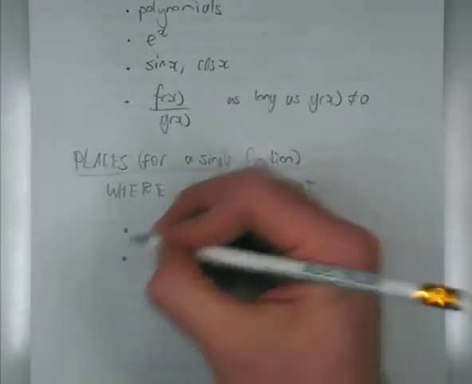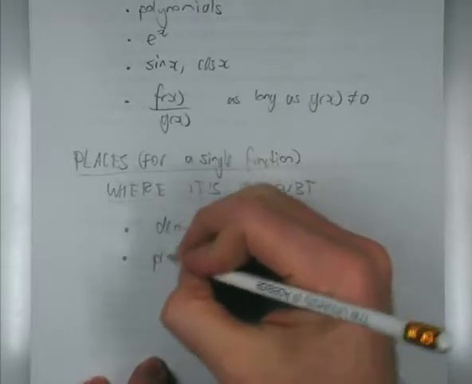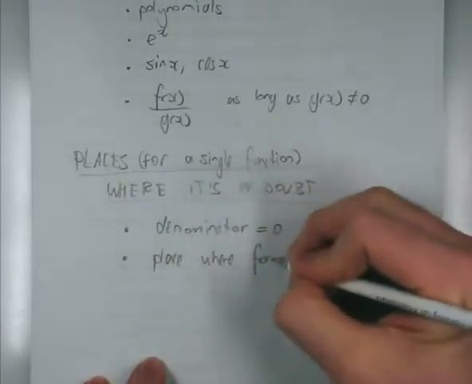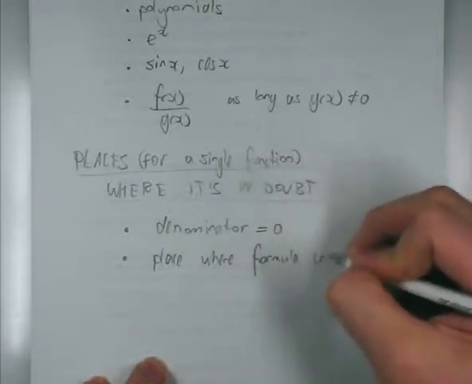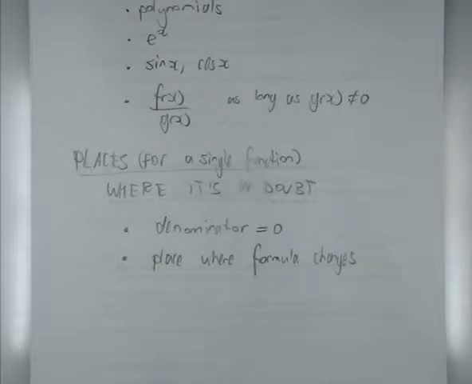And anywhere where the function changes its definition. Okay, so if you've got one with a little brace, any point at which it stops being x squared plus 1 and starts being something else, that will be a place where the continuity is in doubt as well. Place where the formula changes. So you just need to write that down so that when I do my example, it will make sense why I'm doing various things.